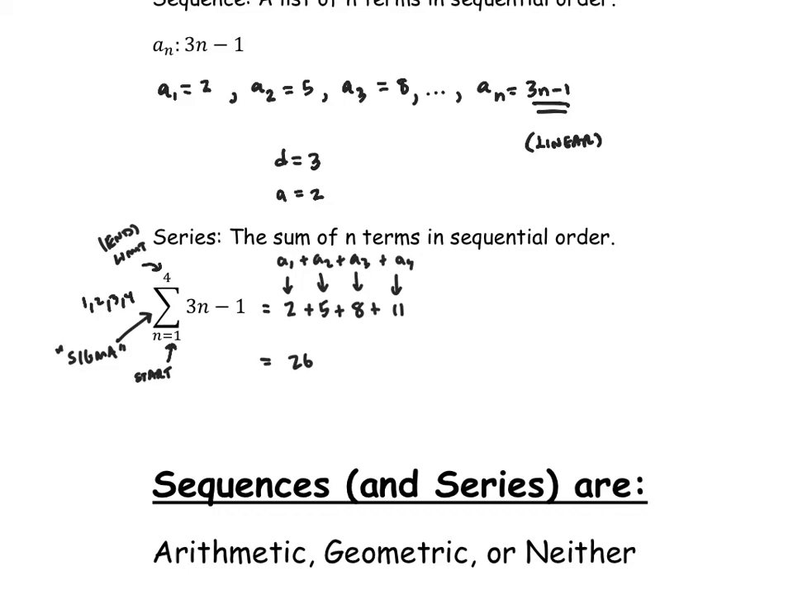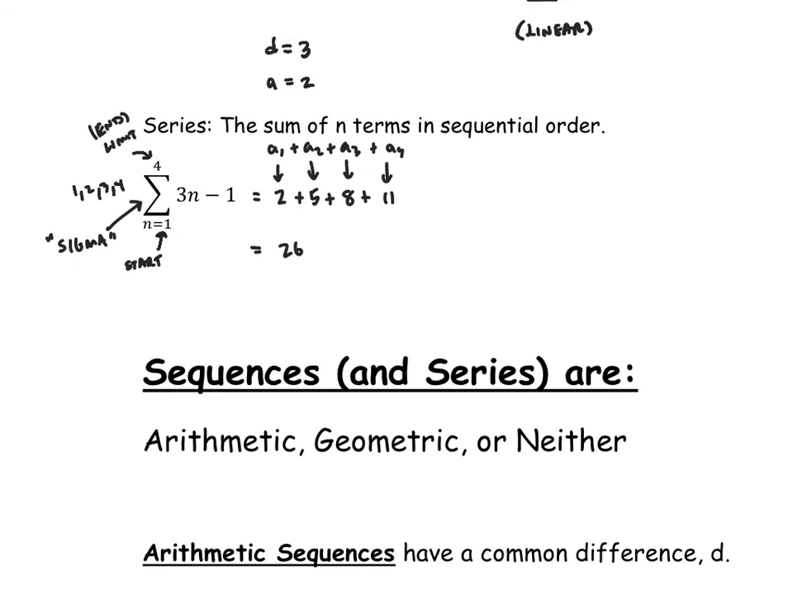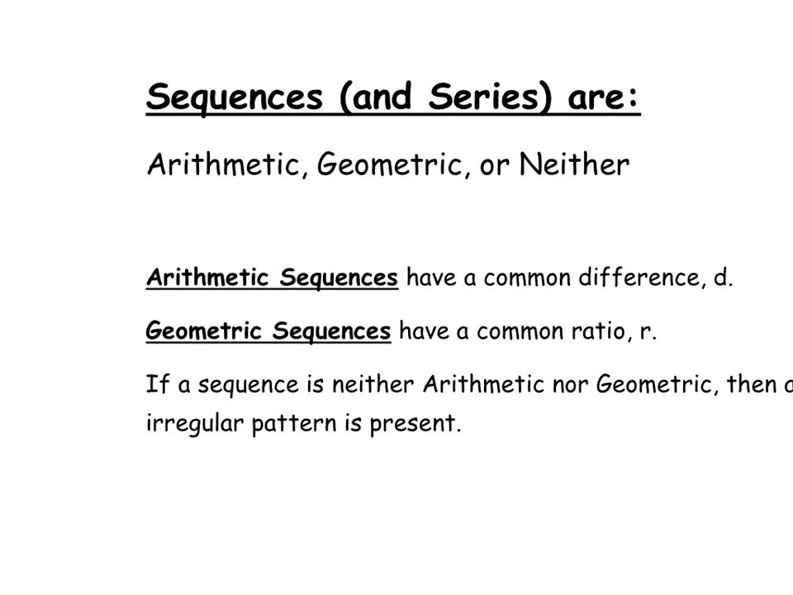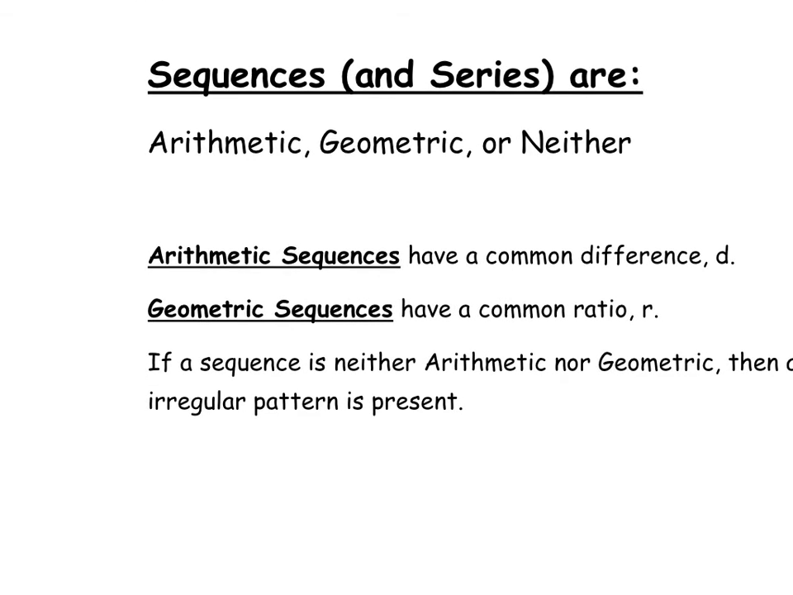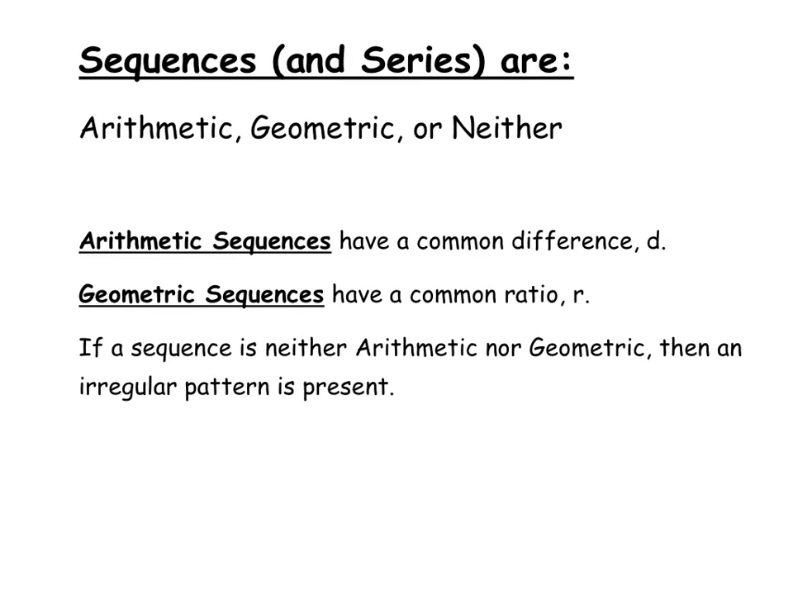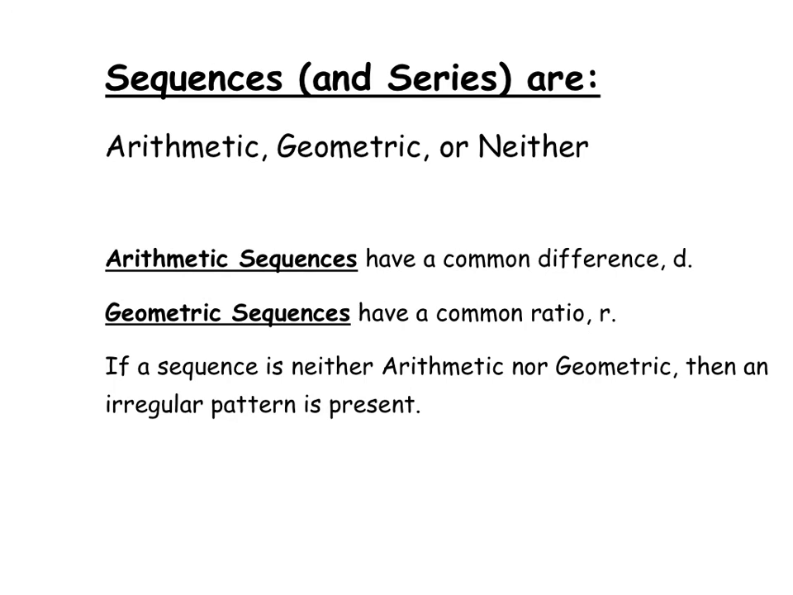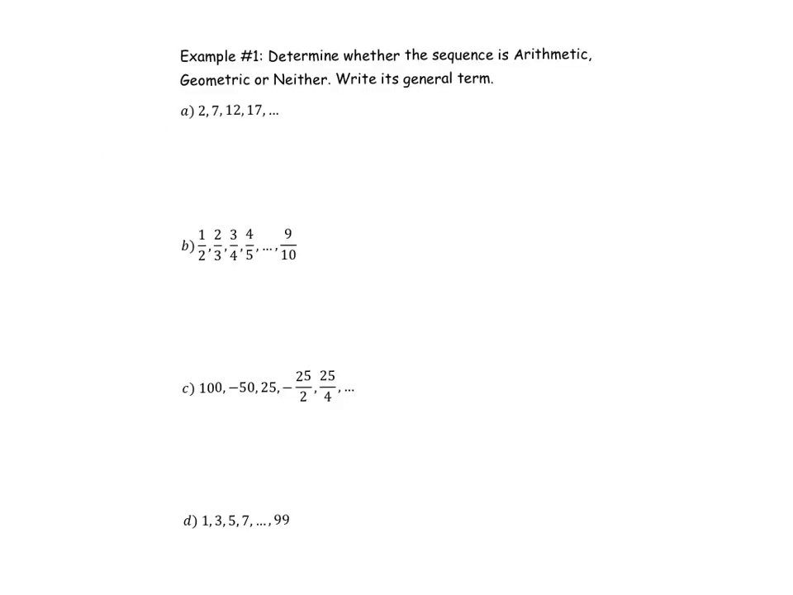Okay, let's look at now sequences and series and their classifications. A sequence or series can be classified as either arithmetic, geometric, or neither. An arithmetic sequence, like we said, follows a linear pattern having a common difference d. Geometric has a common ratio r. If a sequence is neither arithmetic nor geometric, then it has an irregular pattern, something that's not linear and not exponential. That would be considered neither. Let's look at a few examples on the next slide.